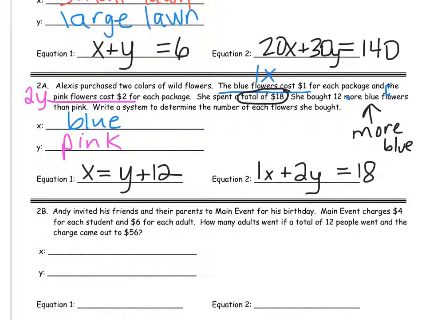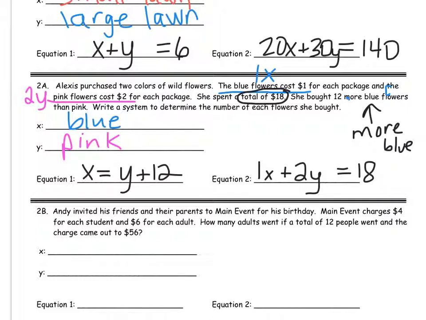Above it I notated the money, so it was $1 for the blue flowers, so 1X, $2 for the pink flowers, so 2Y. Then I looked at my totals, and I had a total of spending $18. So I went ahead and created that equation. $1 times the blue flowers, so 1X, plus $2 times the pink flowers, 2Y, equals $18.